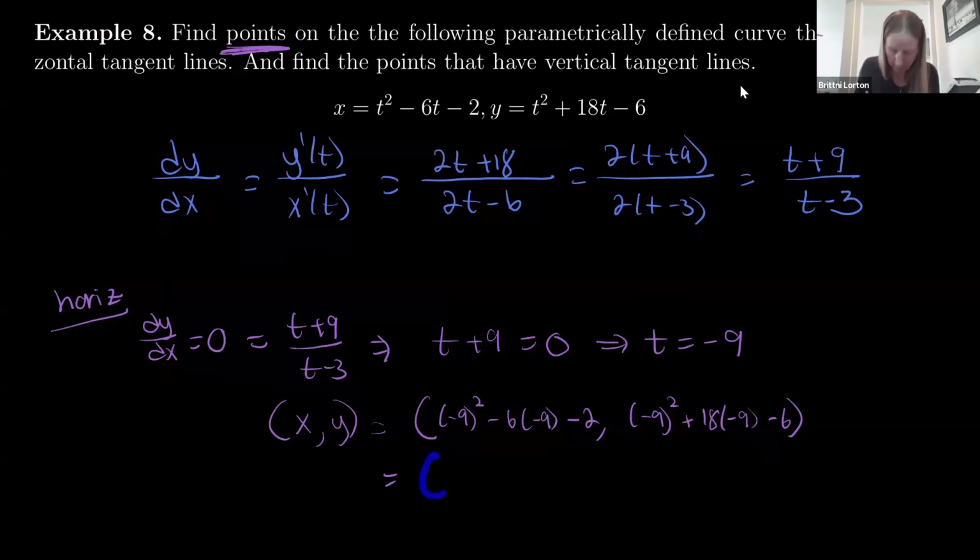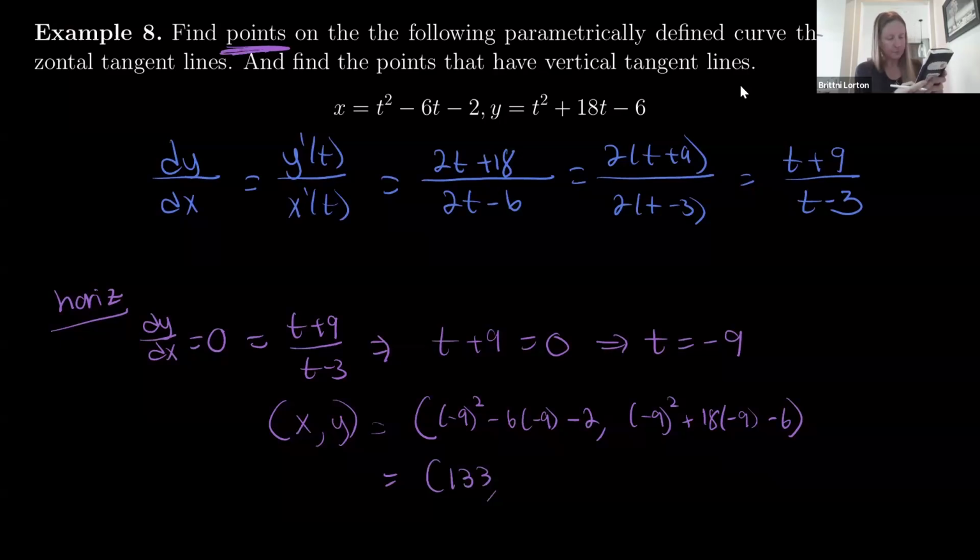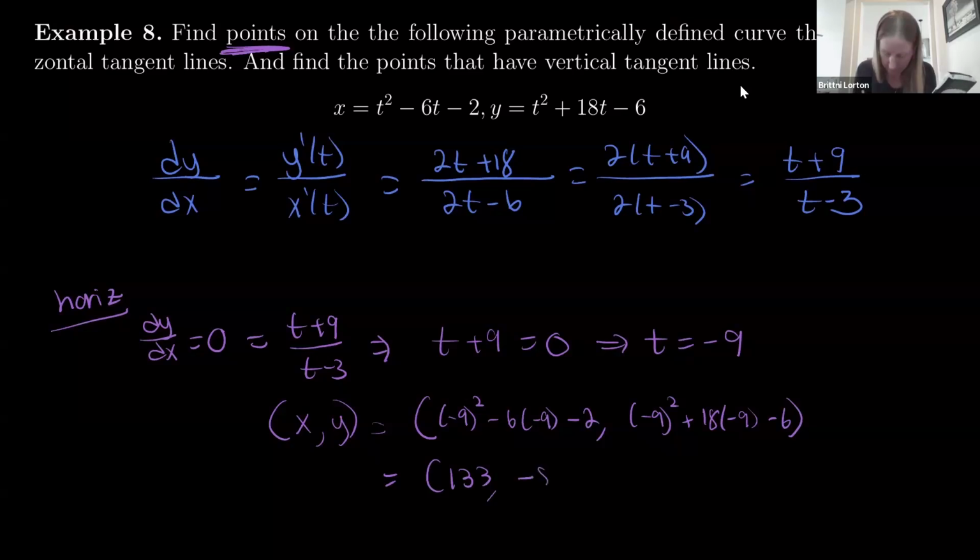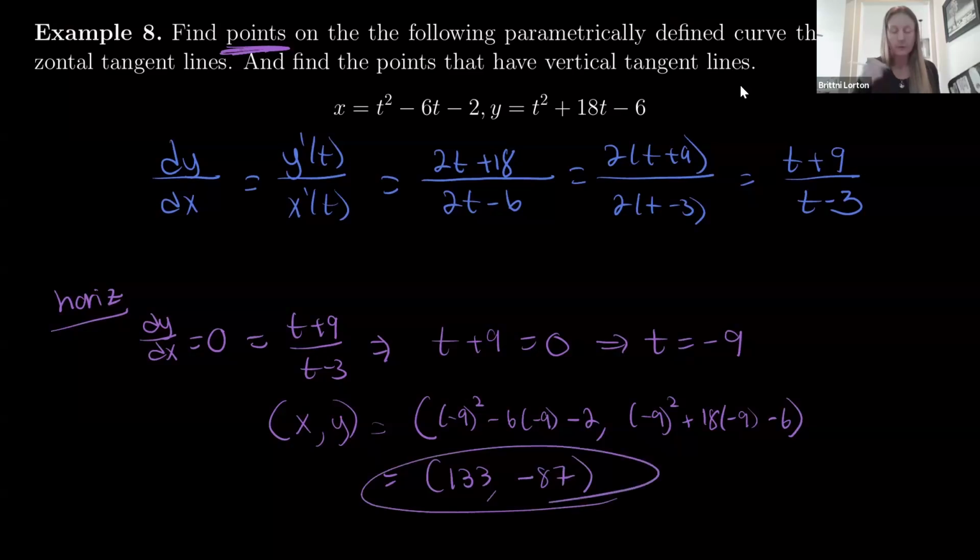Okay, I got 133, comma, negative 87. Ta-da! Okay, then I'm going to do the exact same thing, but for vertical.